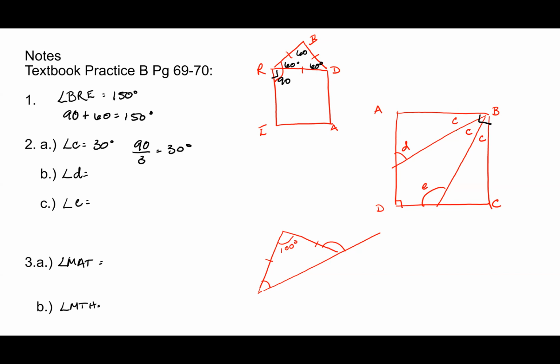How about letter B? What's angle D? What is that one? Maddie. Okay, awesome job. How did you get that? Yep, and then you subtracted from 180. So you did 180 minus 90 plus 30. Okay, great job. How about letter E?